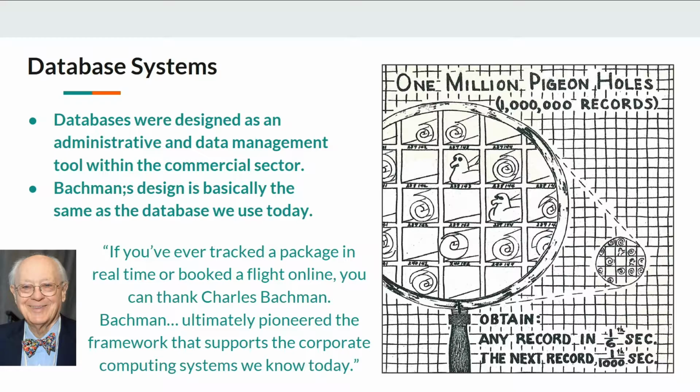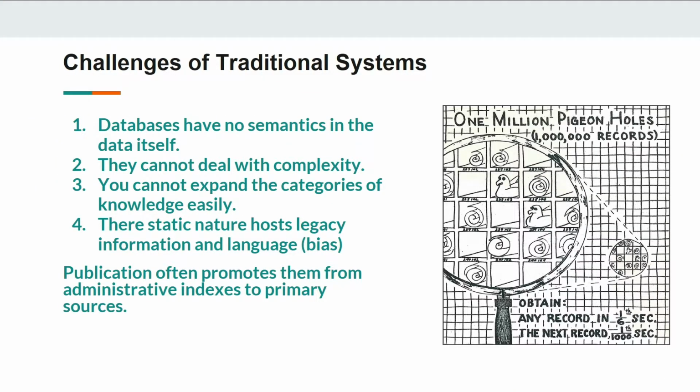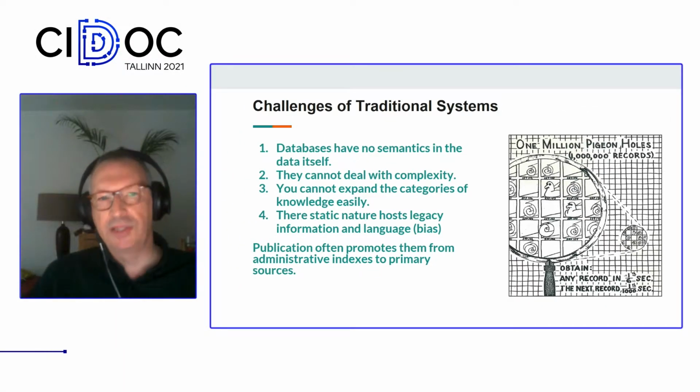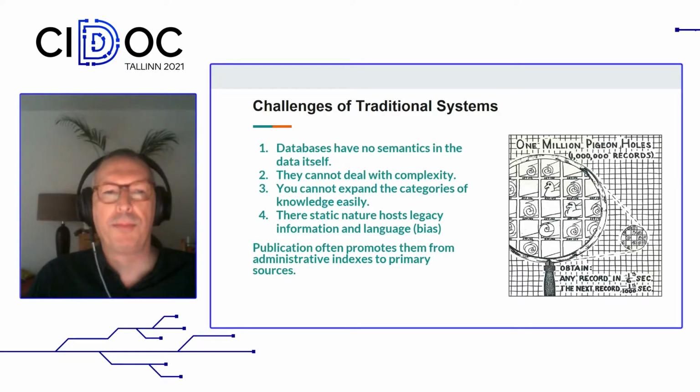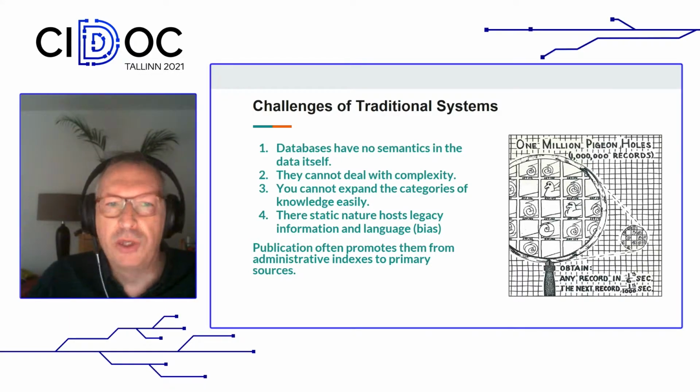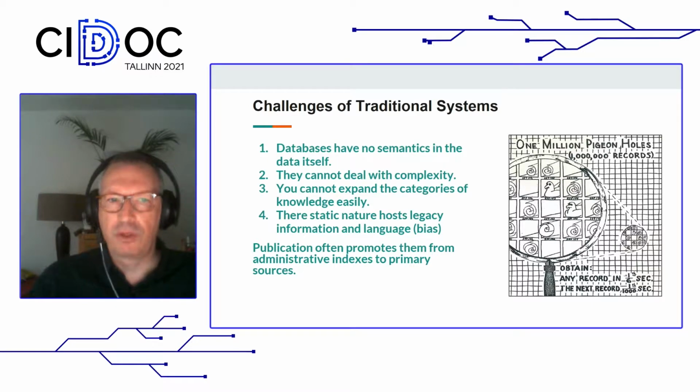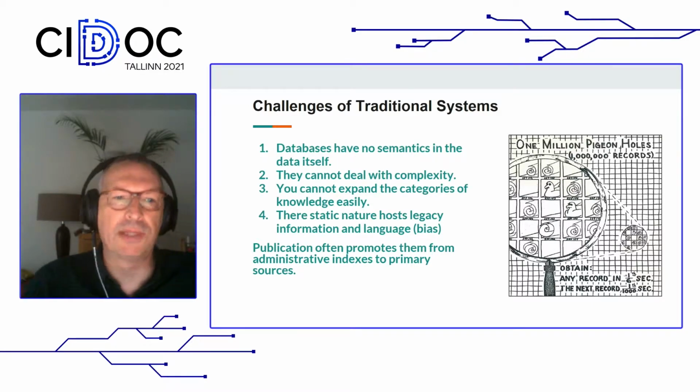But this has an impact because it means that you have to store data in a particular form and structure, which is limiting. So databases have no semantics in the data themselves. So we put front ends onto databases, but intrinsically, the data inside the database has no meaning itself. And this has a massive impact when you start publishing open data. Because of their lack of semantics, they can't deal with complexity. They can't deal with historical complexity.